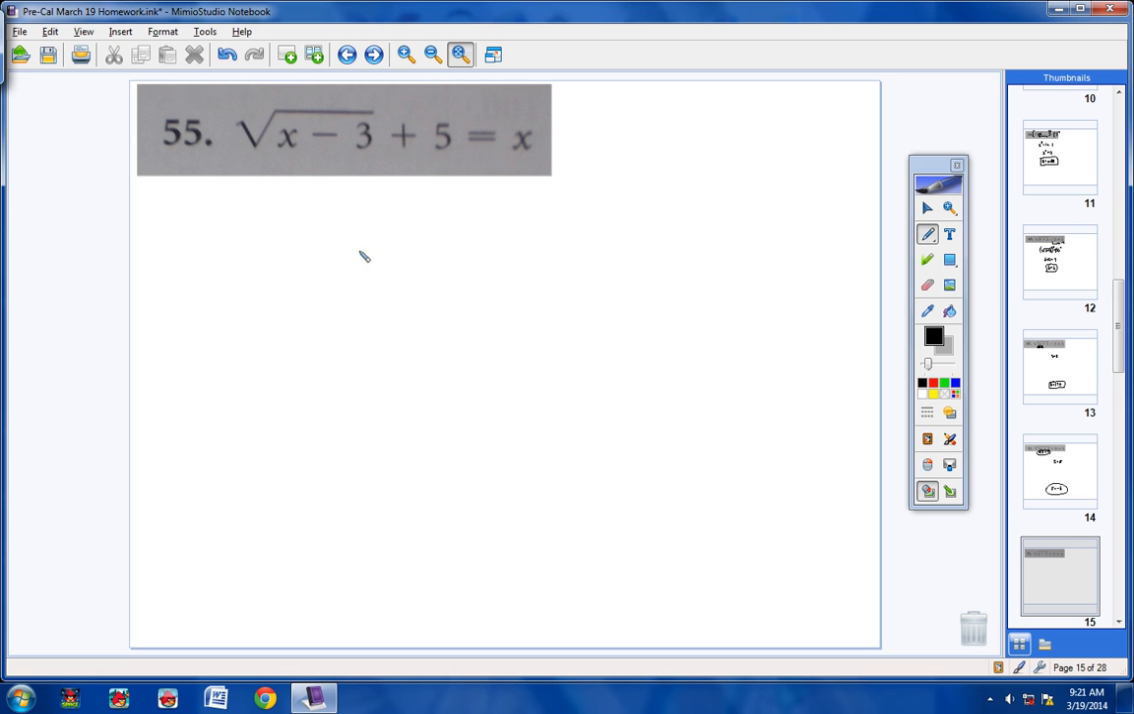Okay, it looks like a pretty simple problem, but it's actually not. We want to get rid of the square root, so we must isolate it. So we bring the 5 over and we make it a negative 5. Now these are unlike terms, so you cannot combine them, so be careful there. So when you bring the 5 over and make it negative, on the right side you're left with x minus 5. On the left side, you're left with the square root of x minus 3.